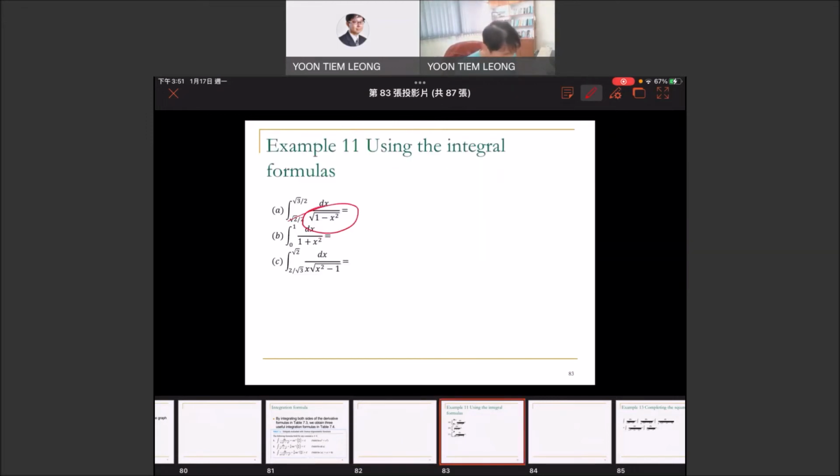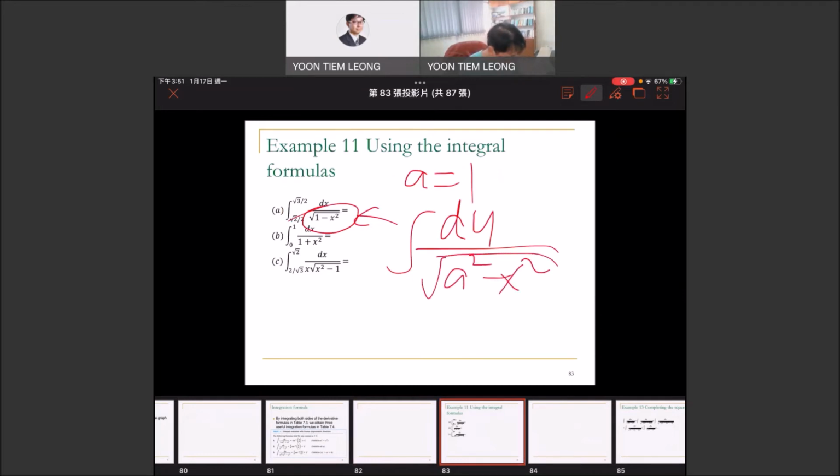So here your a is just equal to 1. So in this case, we have an integration of the form du over the square root of a squared minus u squared. Right? So here your u is just equal to x, and your a is just equal to 1. So this would be just equal to the arcsine function of u over a. So this has to be remembered.